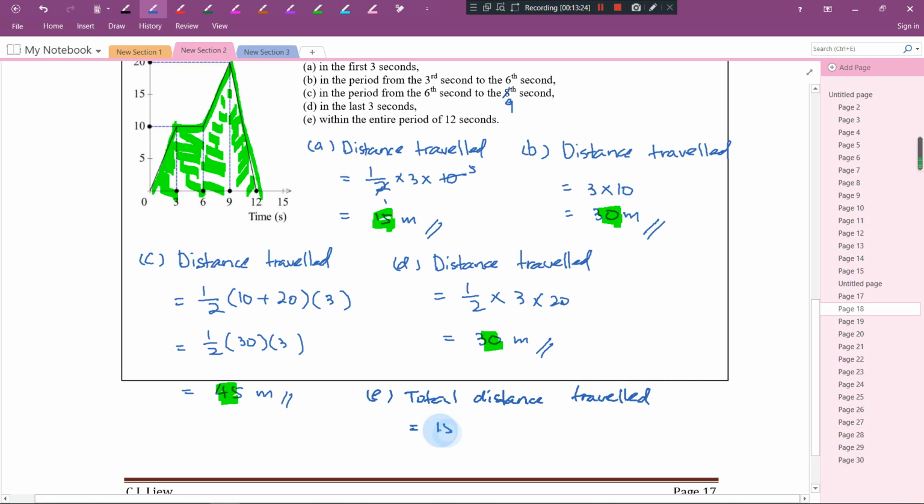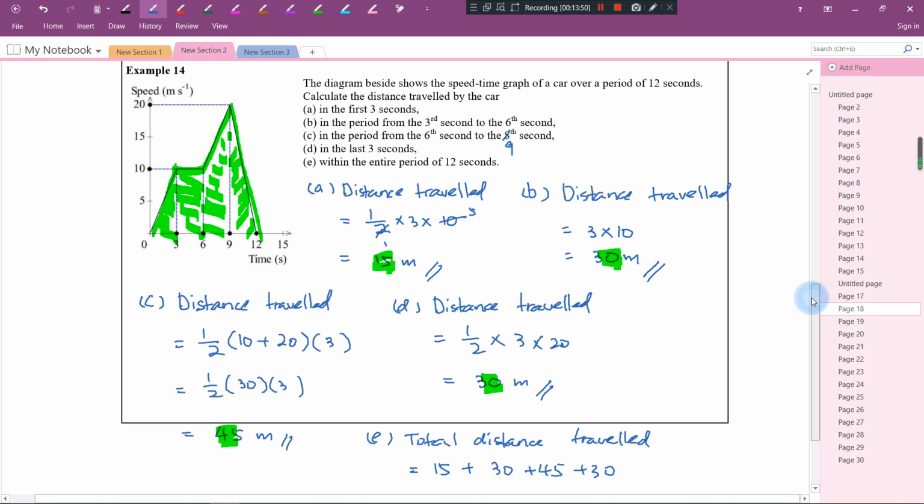Will be equal to 15 plus 30 plus 45 plus 30. Okay, the answer should be 120 meters. Okay, so this is the way how we find the distance travel for particles.